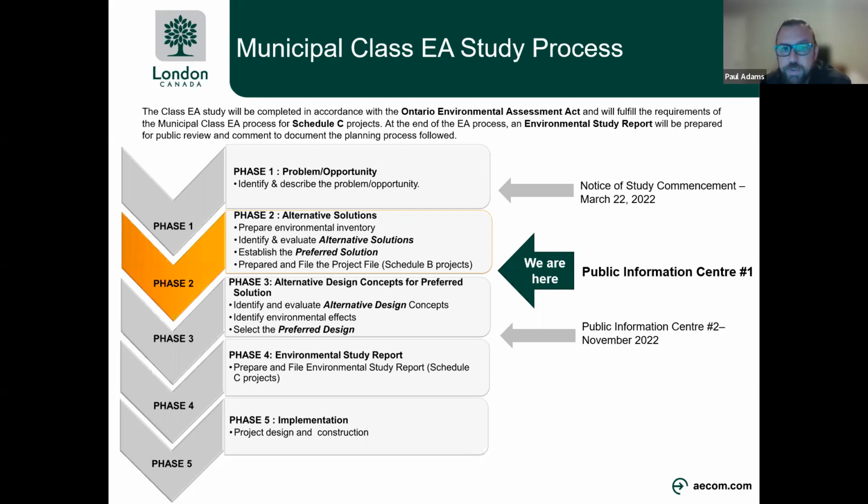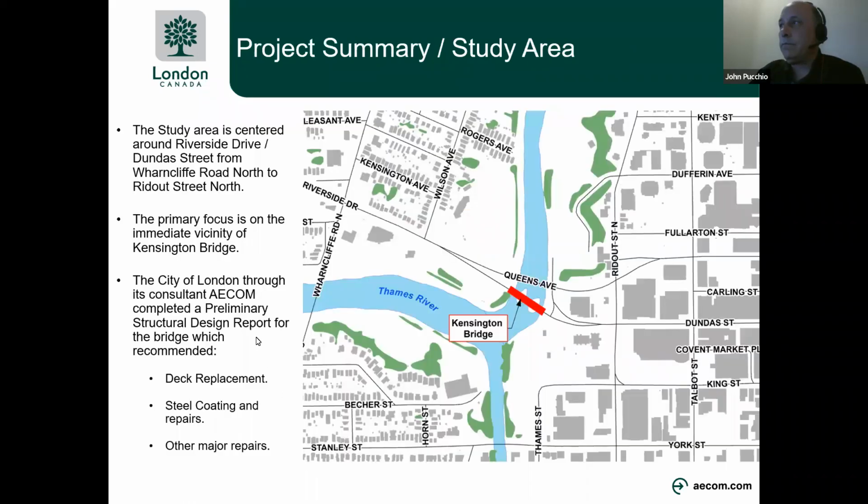After that, we move into phase 4, which would then be where we would write the report, which is the environmental study report, which would describe the process we went through to come up with our final answers, our consultation process, and then we would publish this report for public review for 30 days and address any comments that would come out of that review period. And finally, after phase 4, it's implementation. So the city can then move on to detailed design and construction once all questions, comments, or concerns are addressed. And John will move on to the project summary and study area.